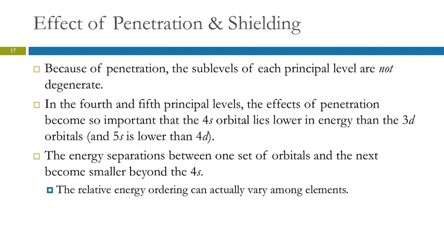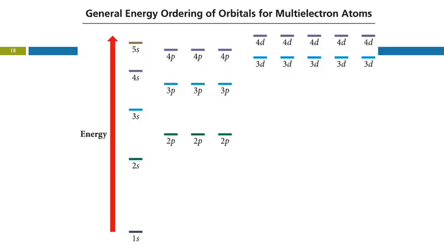The energy separations between the different sets of orbitals become much smaller beyond 4s. And so the relative energy ordering can actually vary among different elements. We're not going to worry about that. I'll just tell you it can happen. So this is the general energy ordering of orbitals for multi-electron atoms.